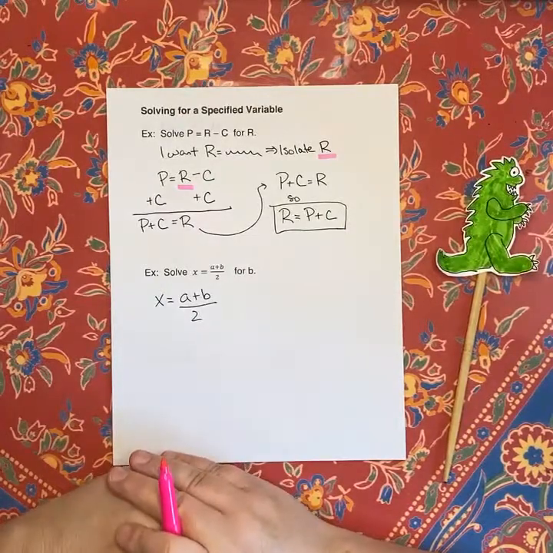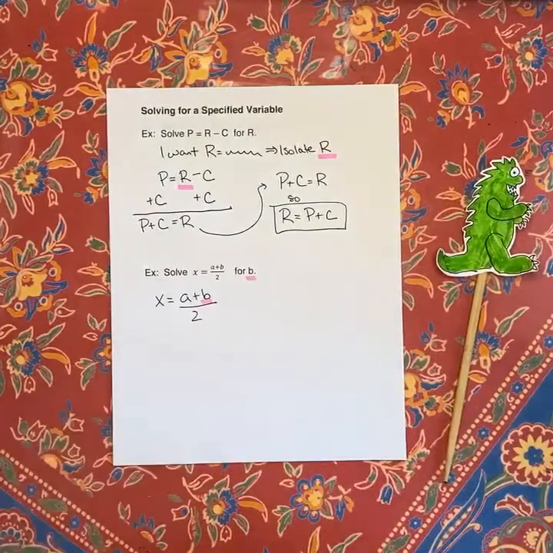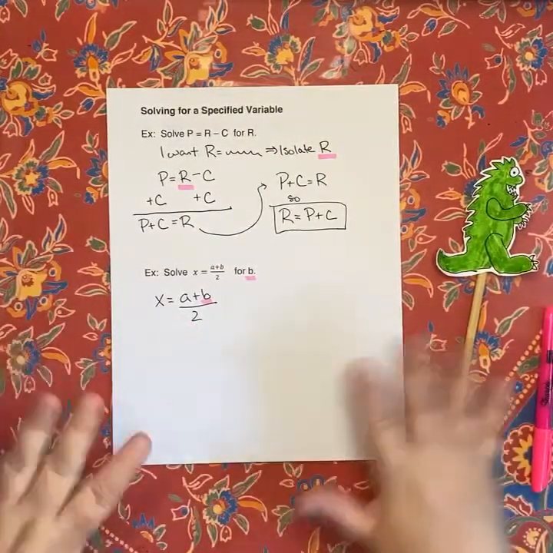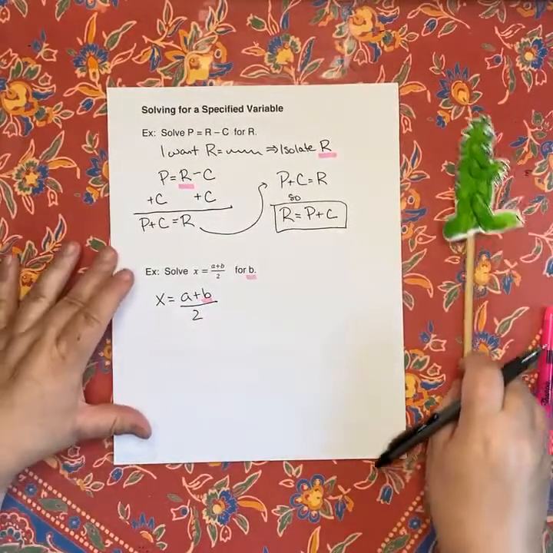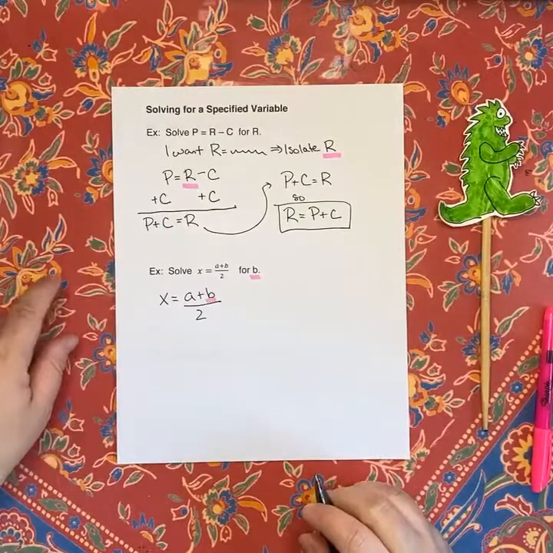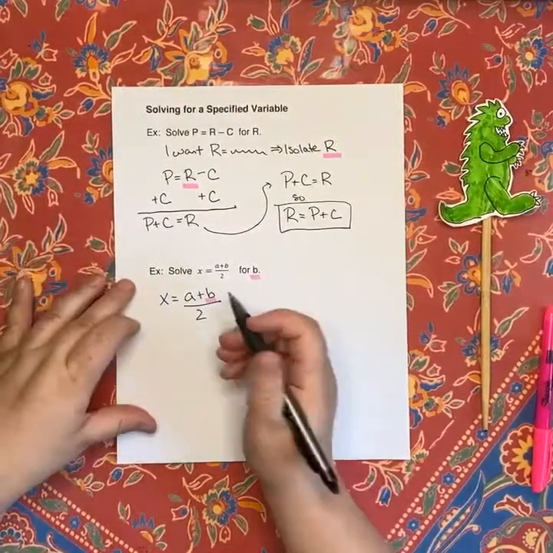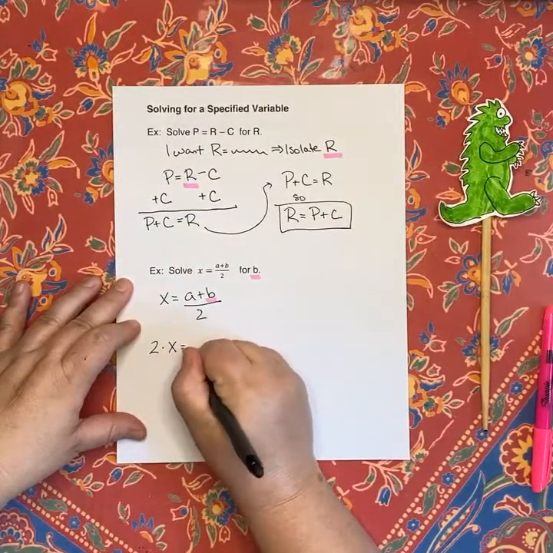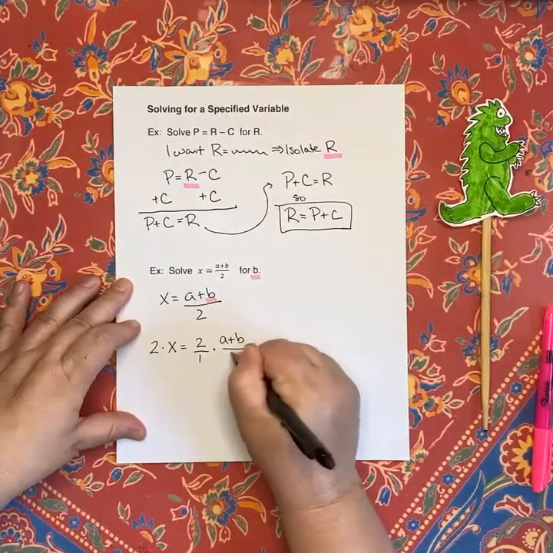So I want to solve for B. I have to find B. There's the B, and I want to get B by itself. And oh my gosh, the whole thing feels difficult because of the fraction. So the first thing I'm going to do is say, you know what? I don't want to deal with the fraction. Talk to the hand, fraction. So I'm going to multiply both sides by 2.